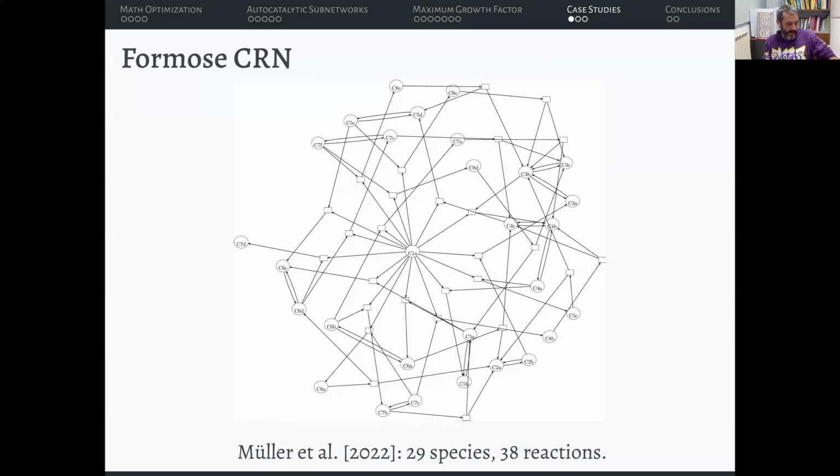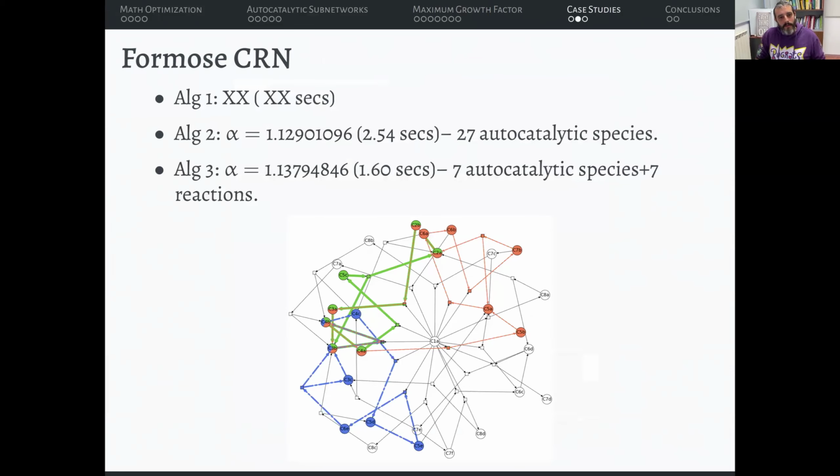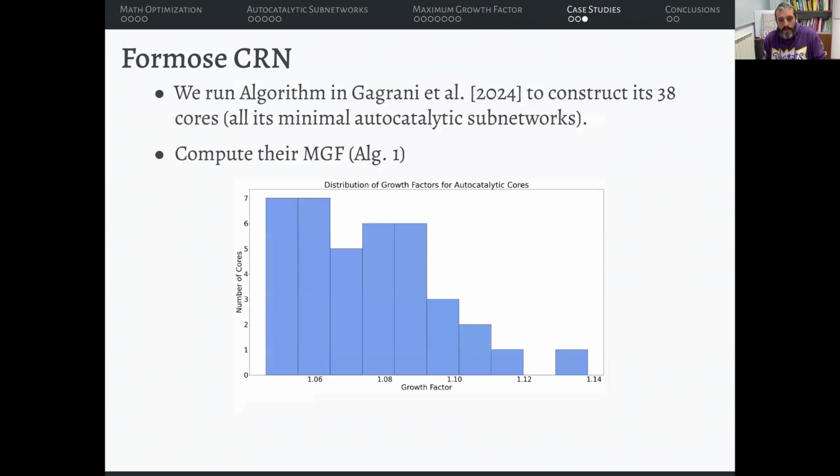Then we analyzed, I think I'm out of time, but anyway, we analyzed two real CRNs, the first being a medium-sized CRN. We ran the three approaches, and in a few seconds we found the solution, and we compared with the whole enumeration of the minimal autocatalytic subnetworks that we analyzed in a previous paper.